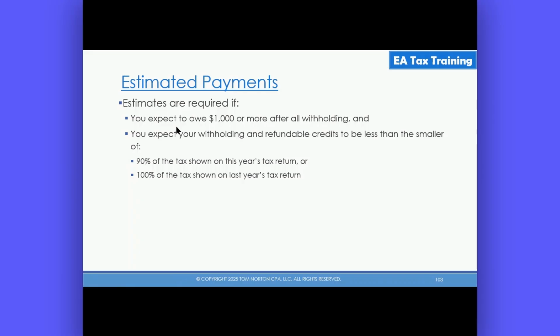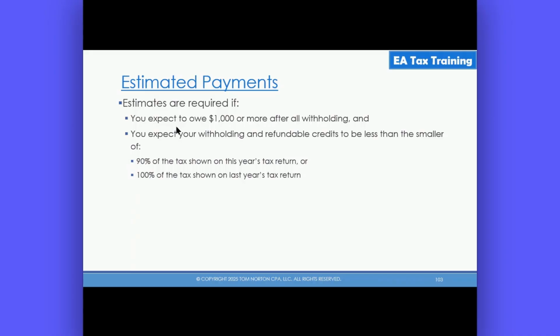So you need to make estimated payments if you're going to owe $1,000 or more, and you expect that your total withholding and refundable credits are going to be less than the smaller of these two things, 90% of the tax shown on this year's tax return or 100% of the tax shown on last year's tax return. So what are we talking about here? Well, if you're doing your estimate of your income for the year, you're going to look at last year's tax return and say, well, how much did I owe in tax on last year's tax return?